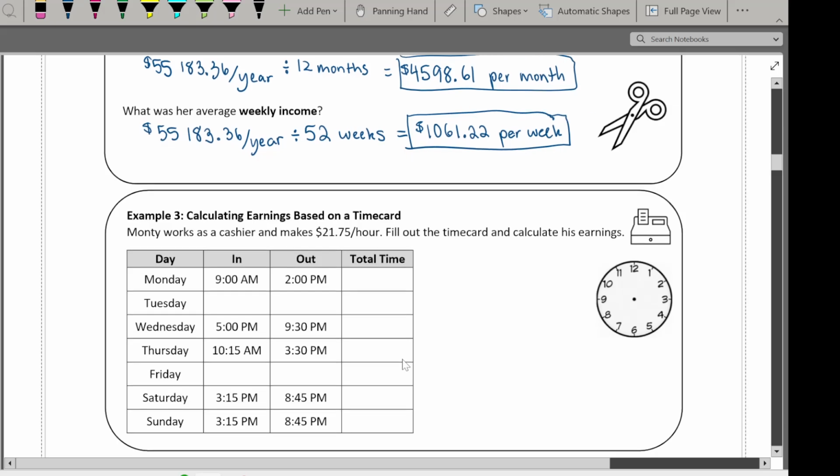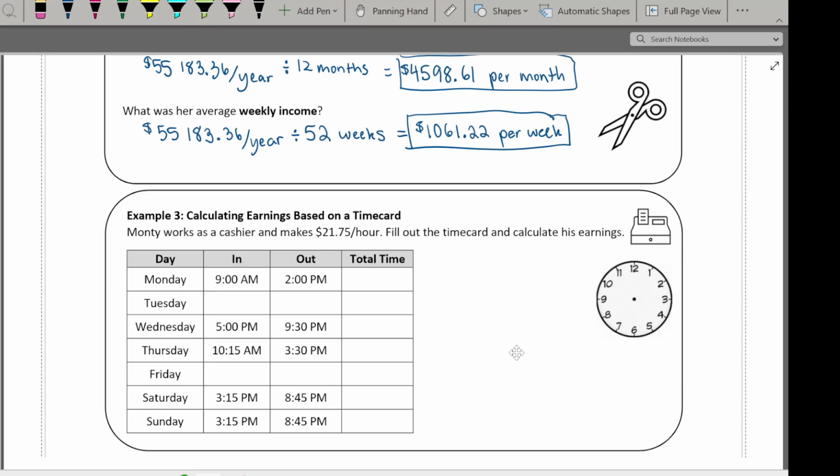Let's go to a time card. So often when you work at a job, if you're paid per hour, you might be asked to clock in and clock out. It might be on a piece of paper or it might be electronically, but it's basically to keep track of how many hours you work. So this is called a time card. So we're going to fill out this time card for Monty. Monty works as a cashier and he makes $21.75 per hour. I've also got an image of a clock here that will help us count. So find the time card and fill out the time card and calculate his earnings.